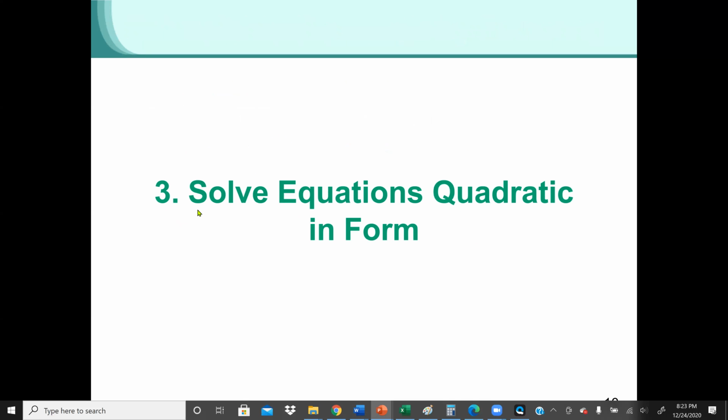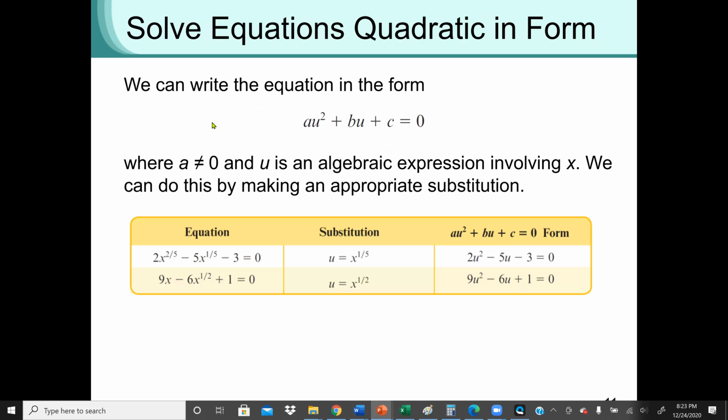So let's go to the next question. Solving equations, this time in a quadratic form. We can write the equation in the form of au squared plus bu plus c equal to 0. We already went through quadratic equations. Again, a quadratic equation has a trinomial, and the first degree variable should be 2. Then we have a quadratic equation.